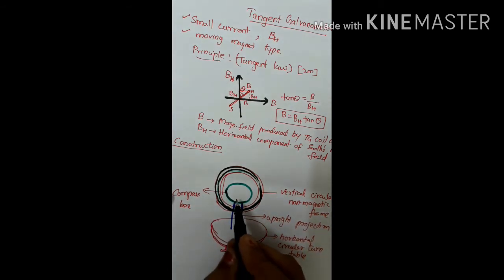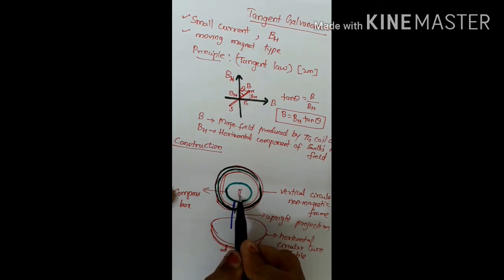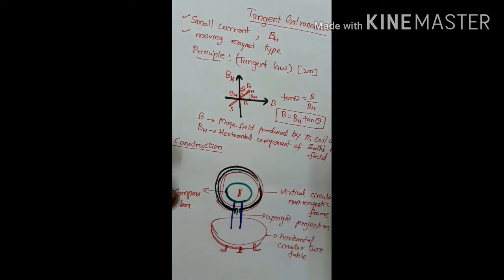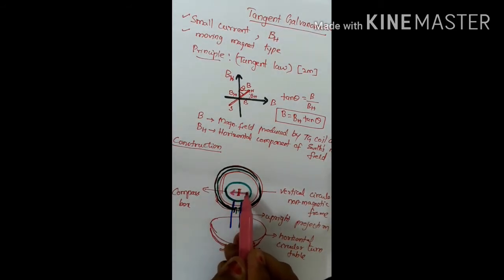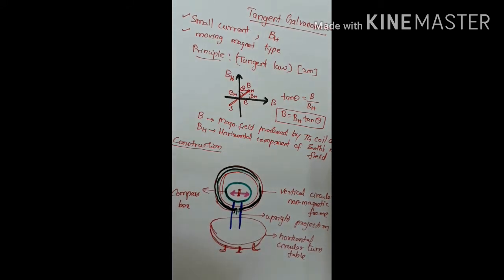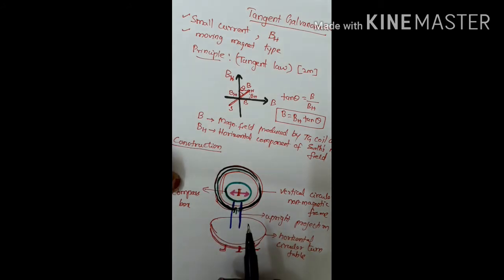What is there in the compass box? It consists of 2 things. One is a magnetic needle. Whatever I am drawing is a pivoted magnetic needle. Then a magnetic needle and an aluminium pointer. I will draw the aluminium pointer here. The magnetic needle and the aluminium pointer are at right angles to each other.